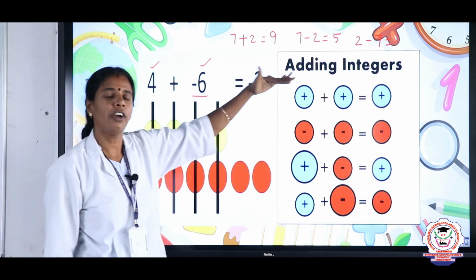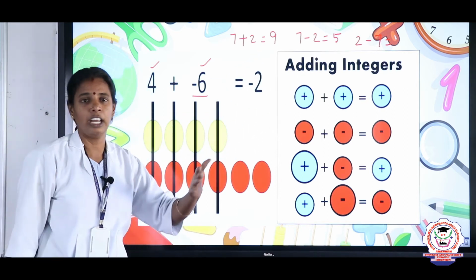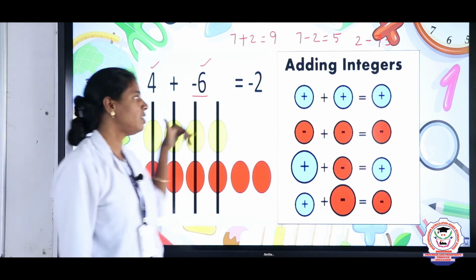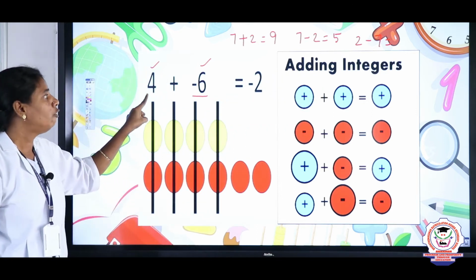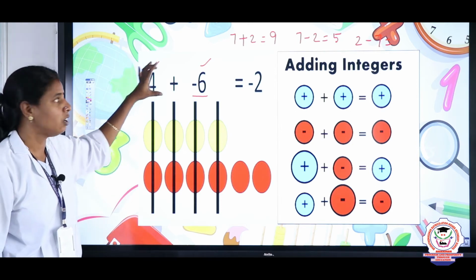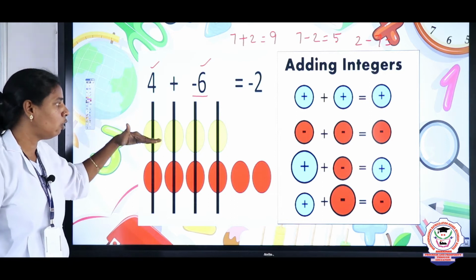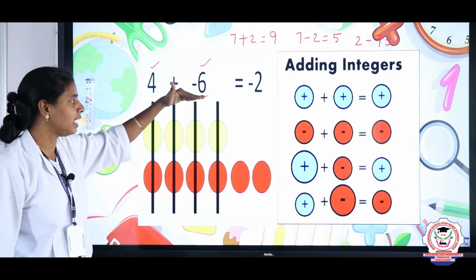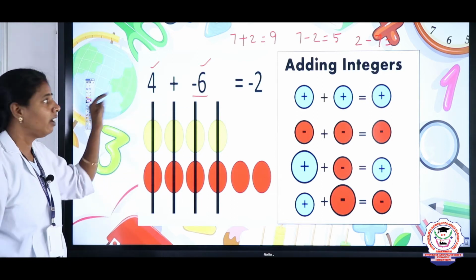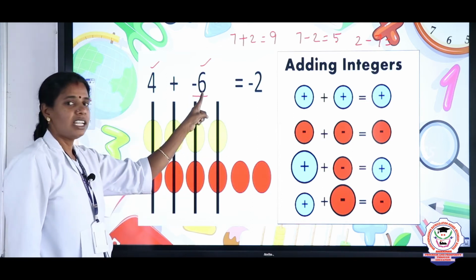So here we are going to learn integers, right? We will get the answer in negative. How will we get the answer? Let me show in this example. 4 plus minus 6. 4 is a positive integer and minus 6 is a negative integer. Let me consider 4 with yellow color and the negative integer with red color, right? 4 positive circles and then the negative integer is 6.